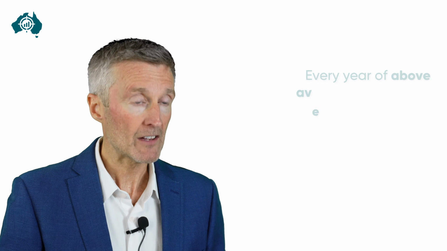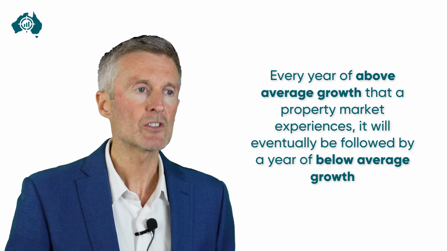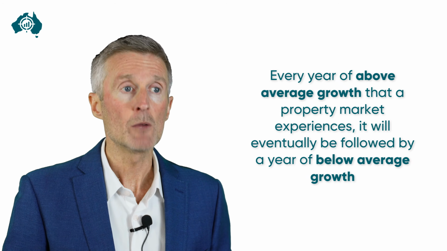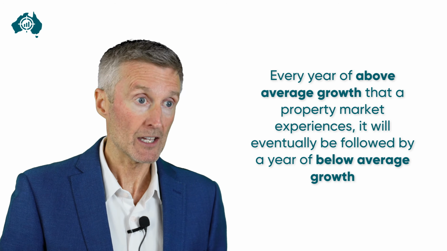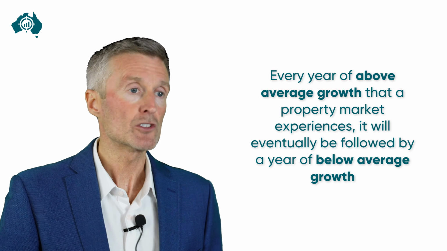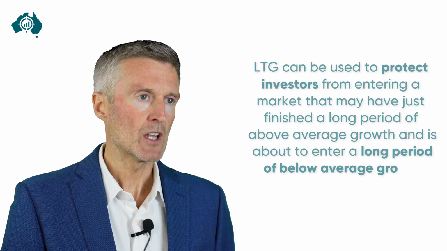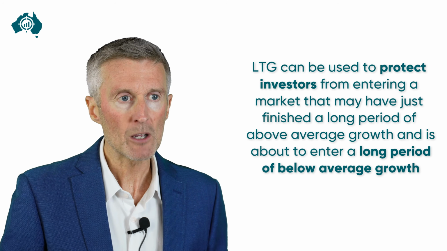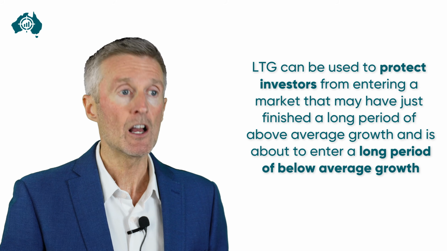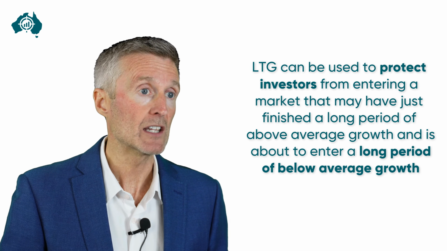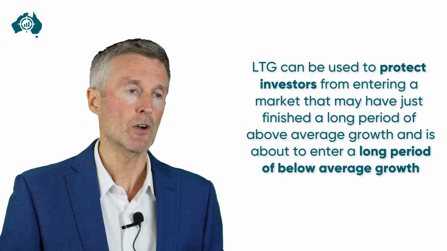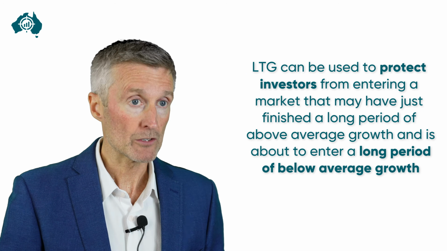For every year of above average growth that a property market experiences, it will eventually be followed by a year of below average growth. Now, it might not swap around each year or even each decade. It's not certainty, it's just a measure of probability. So the LTG, long-term growth, can be used to protect investors from entering a market that may have just finished a long period of above average growth, and it might be about to enter a long period of below average growth. And this also works in reverse.